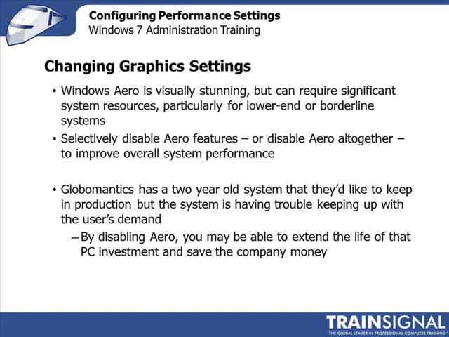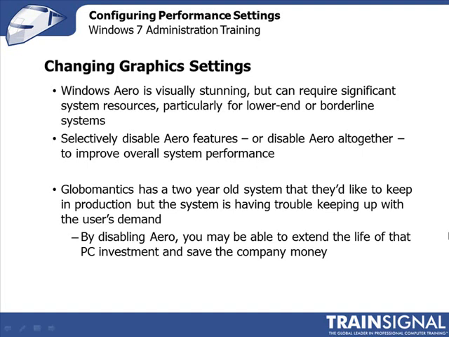In this case, Global Mantex has a 2-year-old system that they would like to keep in production because the system is really not that old. However, the system is having trouble keeping up with the user's demand. In this case, you will disable Windows Aero, or look at Windows Aero features and see what could be disabled, so that you can extend the life of that PC investment, save the company money, and lower the total cost of ownership for that particular computing asset.